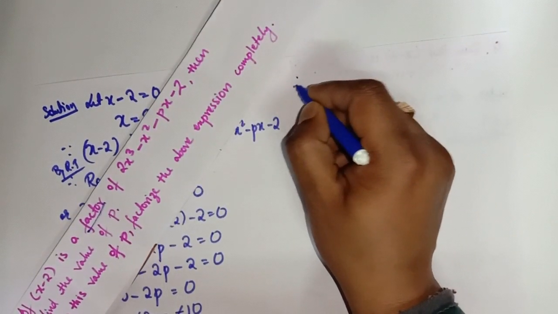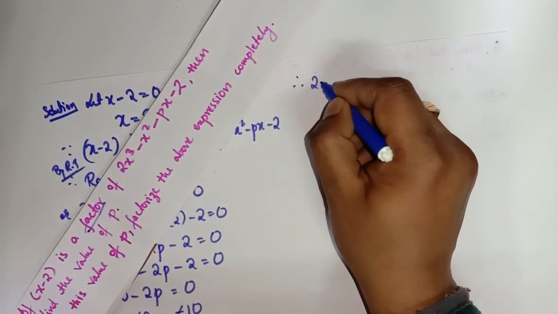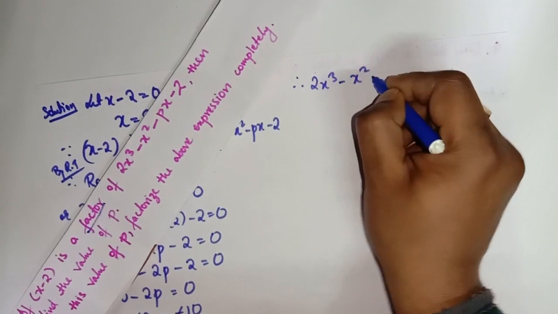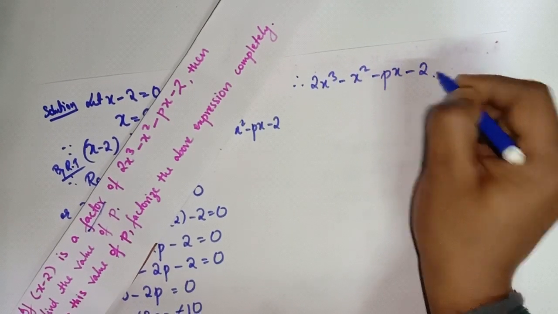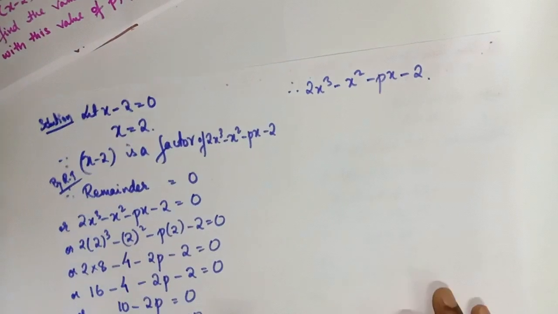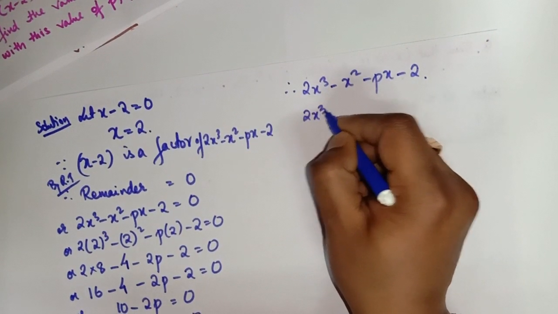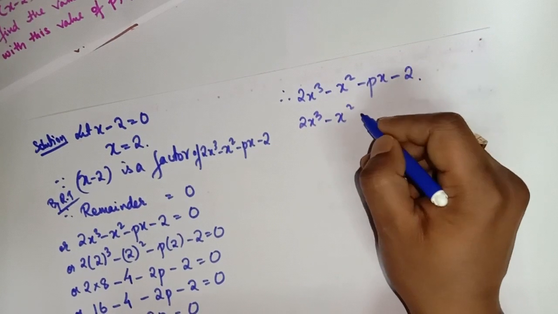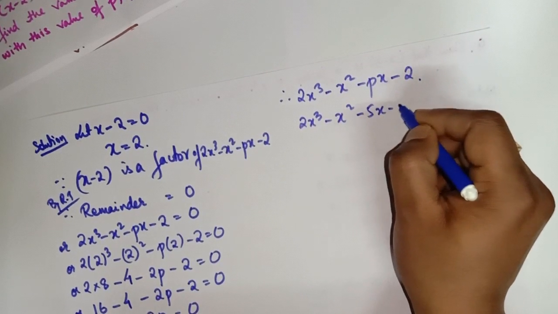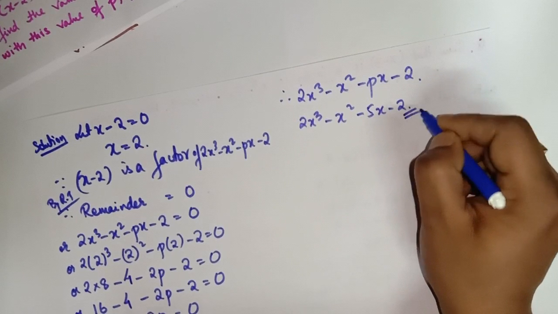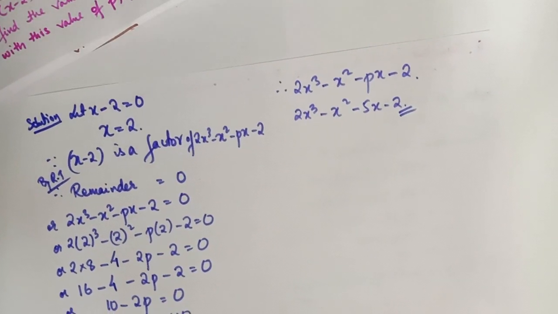Now the next step is to factorize. So 2x cube minus x square minus px minus 2. So we have this. Now I'll put the value of p. P is how much? 5. So 2x cube minus x square minus 5x minus 2. So I got this expression. Now I have to factorize this.